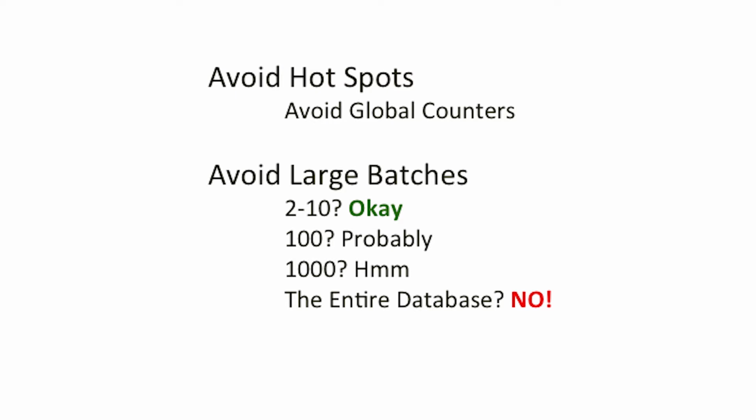What does small mean? That's all relative. 2 to 10 rows, that should be okay. 100 rows, you're probably okay. 1,000 rows is starting to push it. And the entire database as a single write batch, definitely not. These guidelines are as true for Treode as they are for traditional databases. In fact, these guidelines are true for concurrent programming in general.